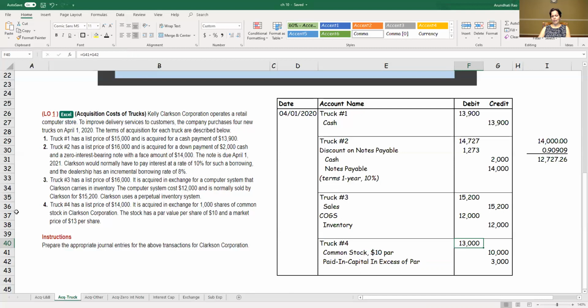So here we have an example with 4 unique situations. The first one we paid cash. The second one we paid cash and signed a note, which obviously means there's interest over there, the 10% interest. The third one, we gave it in exchange for inventory that we normally carry. And in the last one, we acquired the truck in exchange for common stock. That is our stock. Instead of selling it to the public, we gave those stocks to this company who gave us the truck. So these are not uncommon.